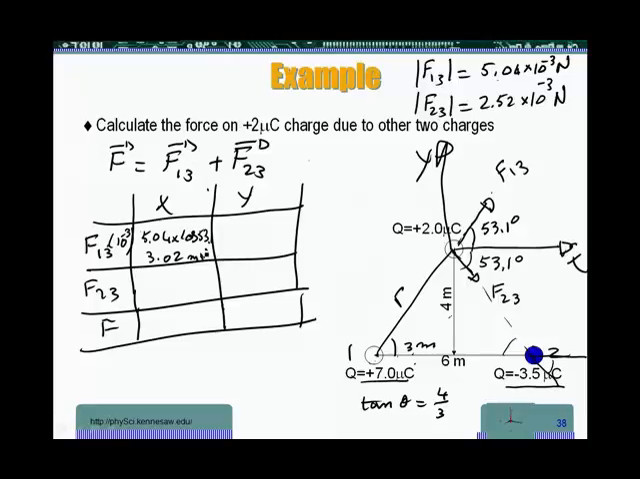Okay, now let's do the same thing for F23 first, the x component. So it's going to be 2.52 times cosine of 53.1, and that's going to be 1.51 millinewtons. So my overall force along the x is going to be the sum of both of these, which is going to be 4.53 millinewtons.